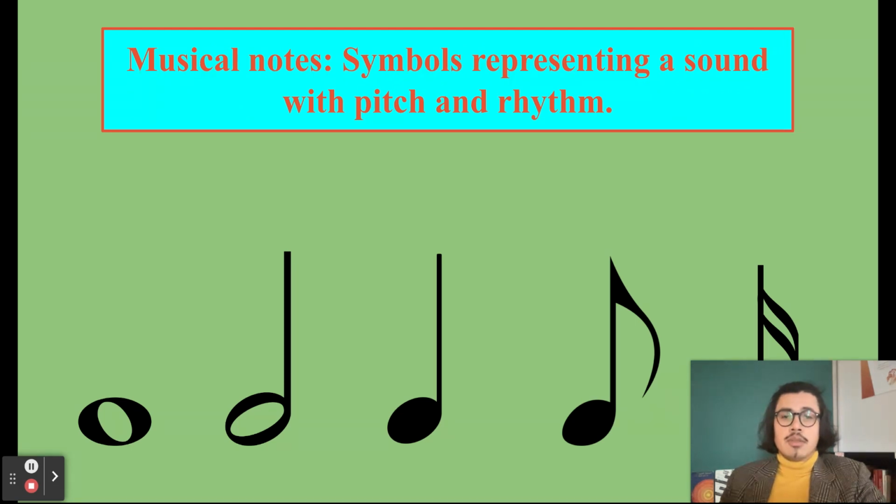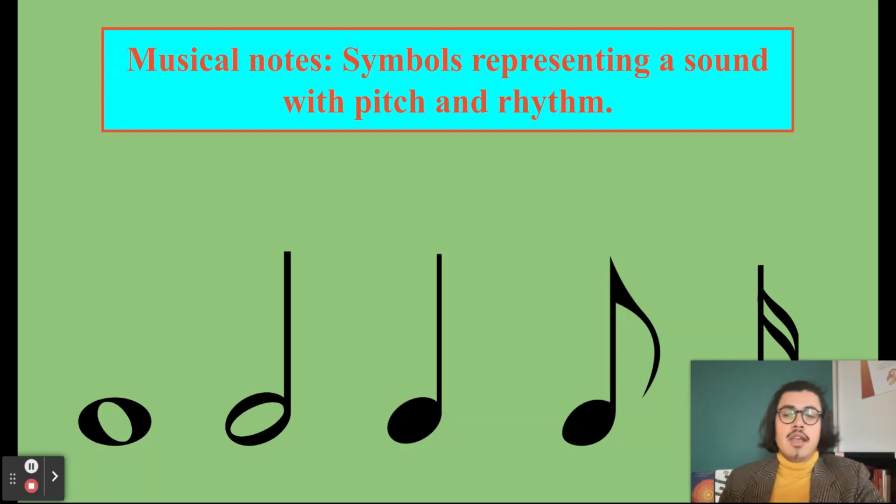Musical notes are symbols representing a sound or tone with pitch and rhythm. So they represent the sound pitch when they are placed up high or down low on the staff, and the rhythm is represented by the combination of different notes which have different length durations.